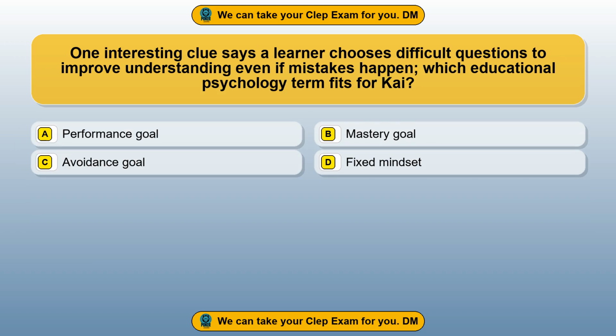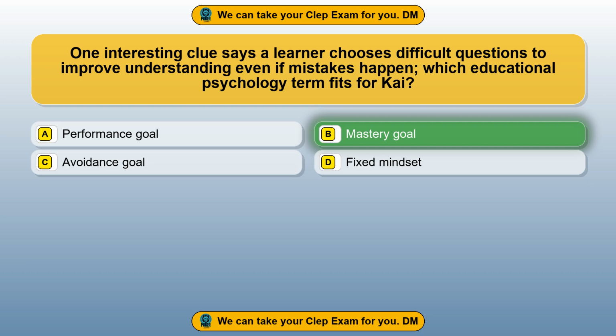Question 28. One interesting clue says a learner chooses difficult questions to improve understanding even if mistakes happen. Which educational psychology term fits for CLEP? Option A, performance goal. Option B, mastery goal. Option C, avoidance goal. Option D, fixed mindset. The correct answer is option B, mastery goal.